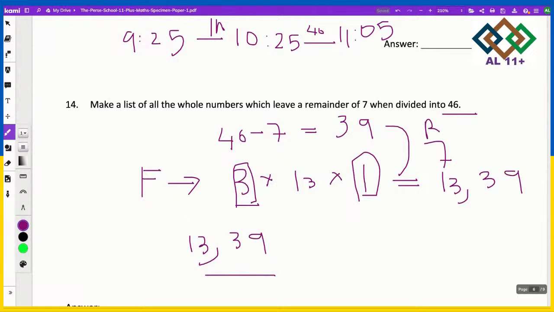So the first thing is to subtract and then find the factors. You know that 3 multiplied by 13 is 39, and 13 multiplied by 1 is 13. So we could not use 3 multiplied by 1 because that's 3. That won't give you a remainder of 7. We need a remainder of 7. That's why we did that. That's why your answer would be 13 and 39.